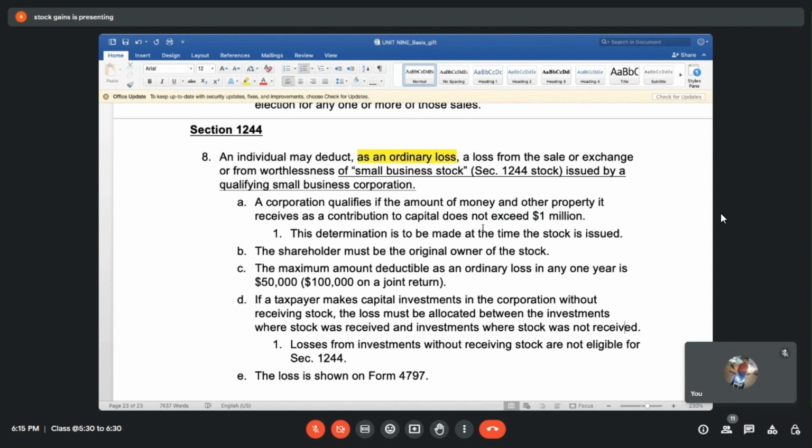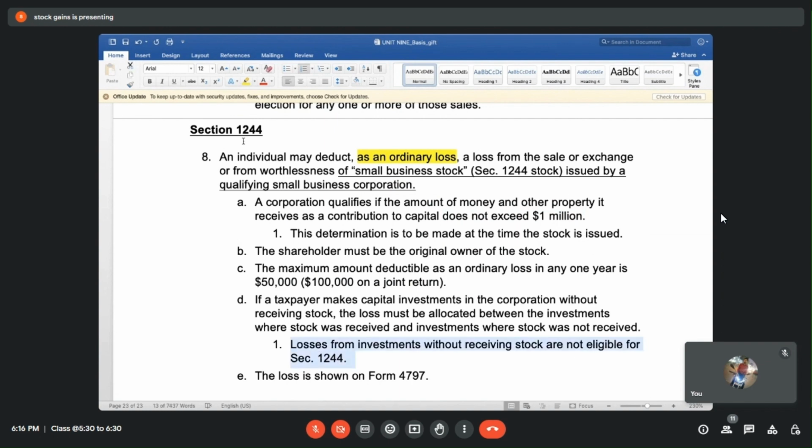So in order to take the section 1244 benefit when we are writing off those small business stock, if there is a loss there and we are writing that off, and you want to take it as an ordinary loss, what they're saying is there has to be stock issued for that. So losses from investment without receiving stock are not eligible for section 1244.